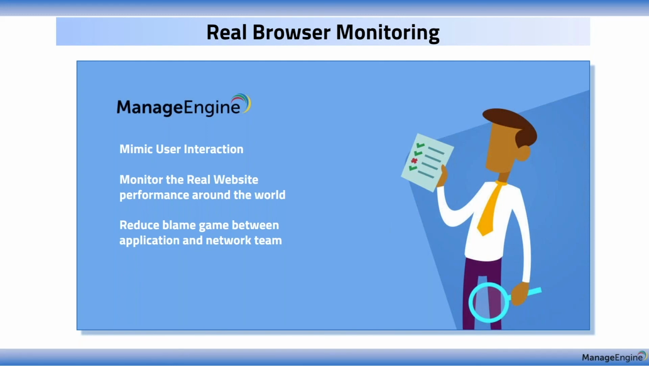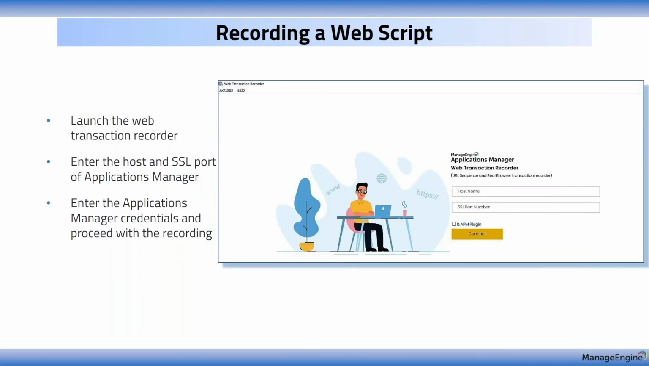So you could segregate and see whether the issue is happening in the app layer or in the network layer seamlessly. So the first step towards monitoring is recording a web script using our web transaction recorder. We'll be using the same recorder which we have used for the URL sequence monitoring. And here you have to launch the recorder, specify the host and port, perform the playback, and the playback is again sent to the EUM agents in the form of a script, and the agent plays back the script and sends the data back to the Applications Manager machine. So this is how it works in a nutshell.